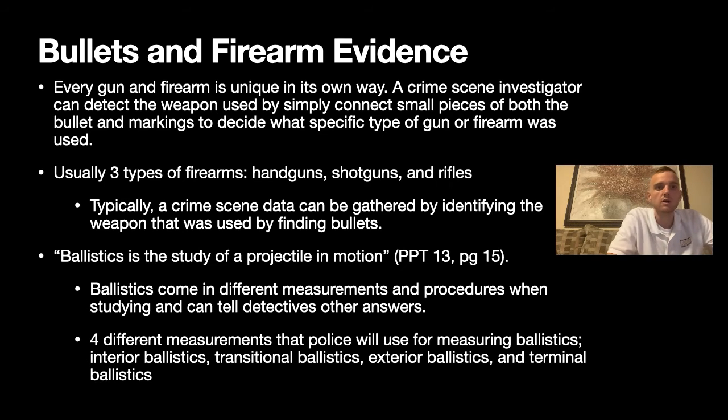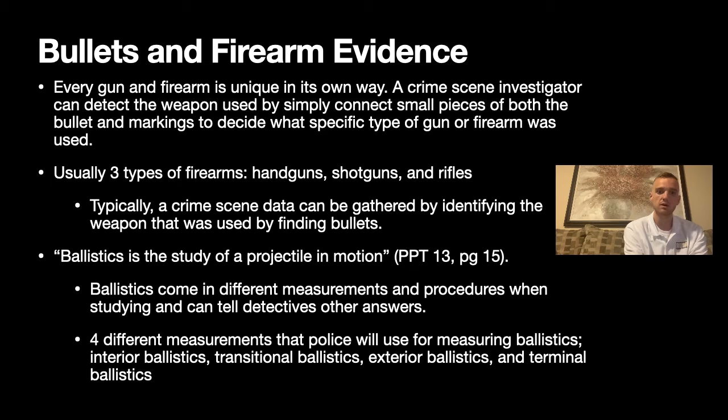Our next topic is about bullets and firearms. Every gun and firearm is unique in its own ways. A crime scene investigator can detect the weapon used by simply connecting small pieces of both the bullet and the markings to decide what specific type of gun and firearm was used. There are usually three different firearms that police find, which would be handguns, shotguns, and rifles. Each gun has a different bullet size, gun length, and firing action.